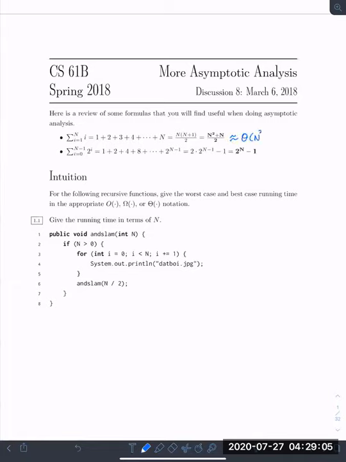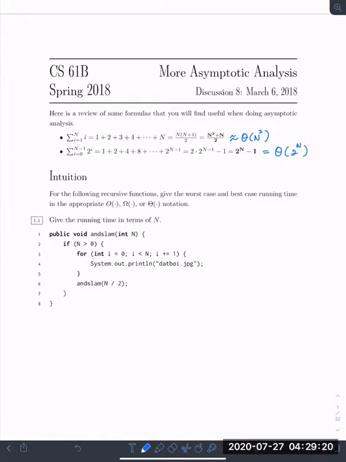theta n squared. Another one is 1 plus 2 plus 4 plus 8 plus all the way to 2 to the n minus 1, in which case this is actually going to end up being theta of 2 to the n, so that's going to be exponential.